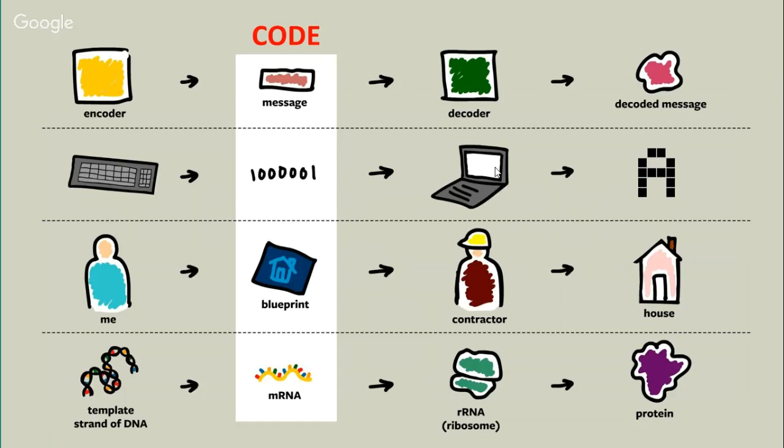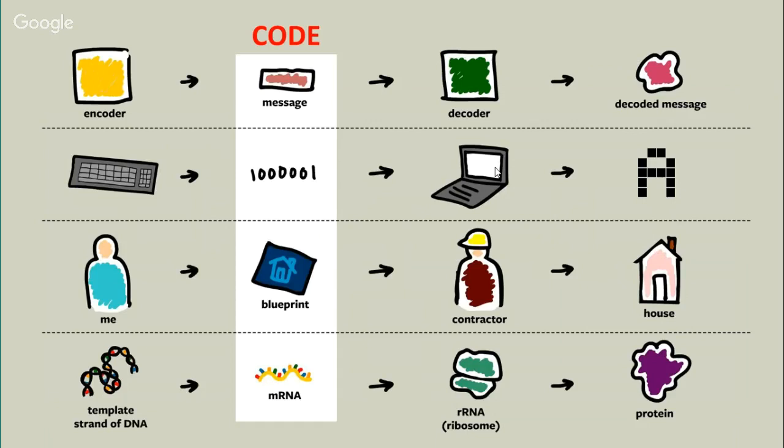Below that, I've got me, and I have a message, which is the plans for a house. And I've used the rules of the blueprinting code. There is a set of rules that are established for how to draw blueprints. And if you know those rules, you can create blueprints. And a contractor will understand those blueprints. So I transmit my idea for this house to a contractor, and then the contractor decodes that message into a house. That's the final product.